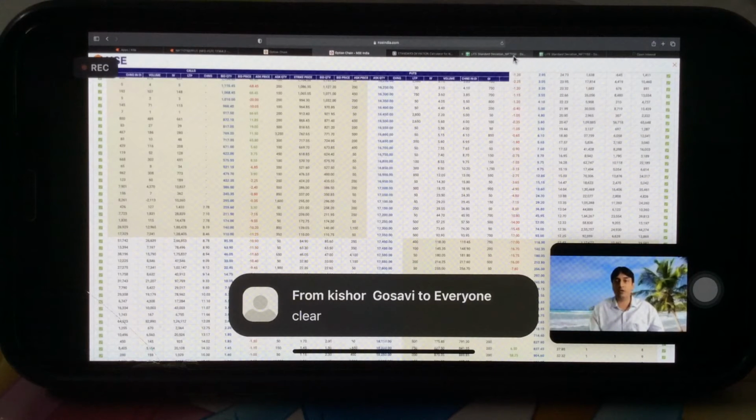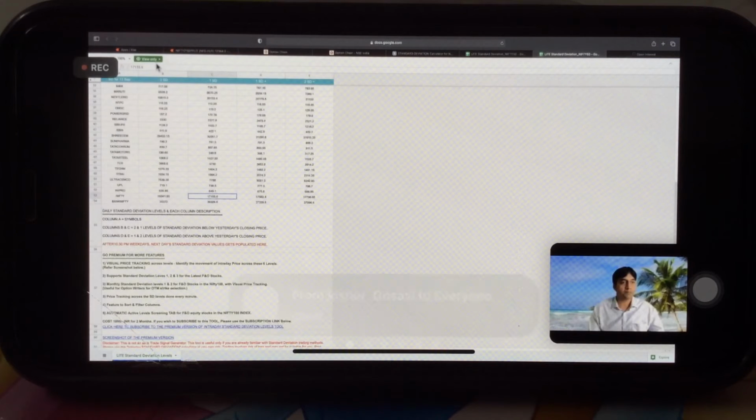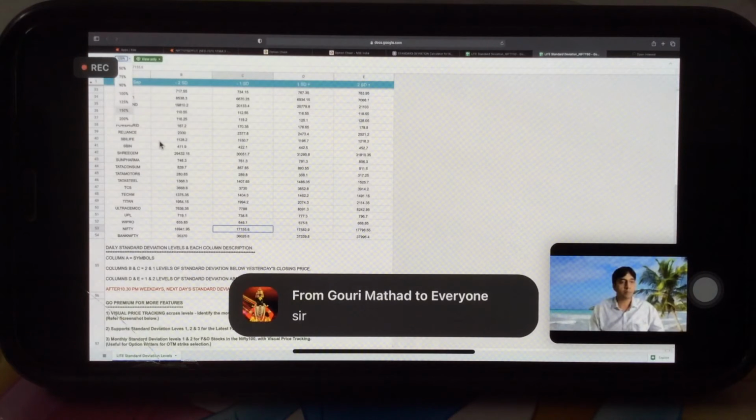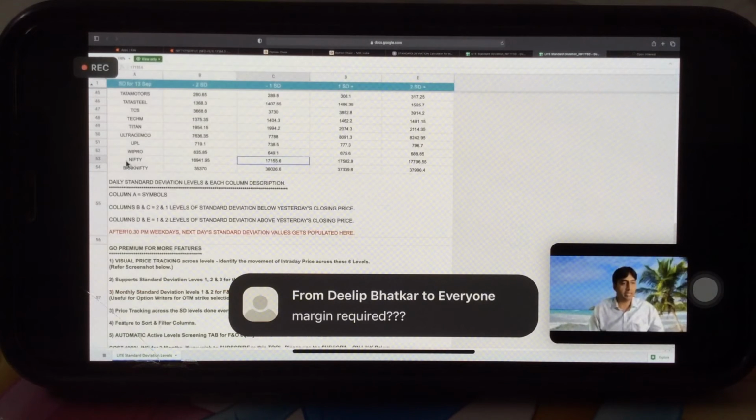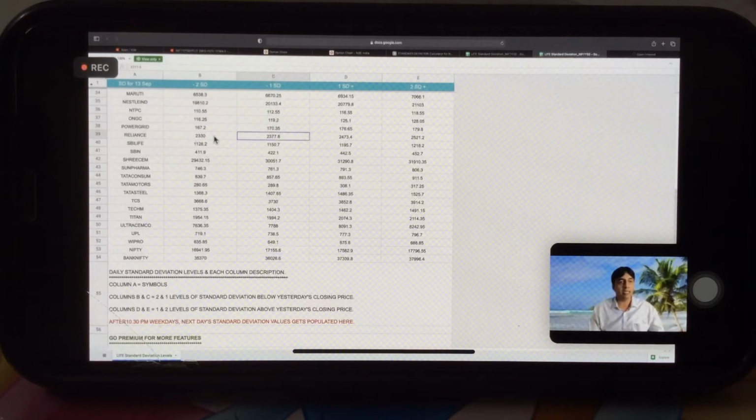Yes, for stocks also it will be changing. So you will be getting it for all the stocks here. So if you see Reliance, 1 standard deviation is 23.30, which is 2 standard deviation, and 25.21 is 2 standard deviation on the upside.